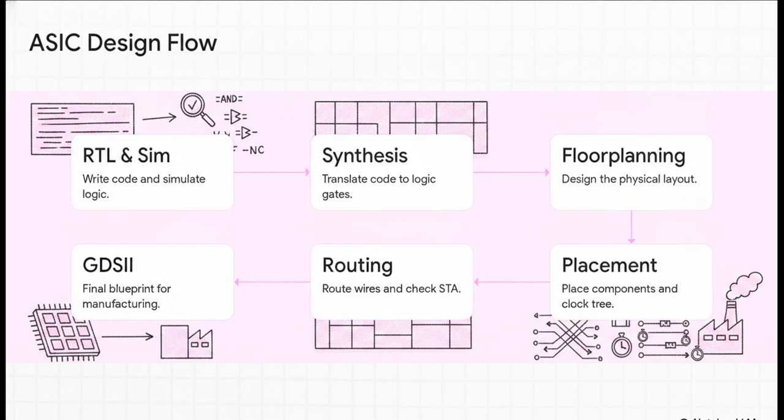It kicks off with simulating your RTL code. Then comes synthesis, which translates your code into actual logic gates. From there, you jump into physical design, floor planning the layout, placing the components, building the clock tree synthesis, and routing all those tiny little wires. After a final static timing analysis, the flow outputs a GDS2 file. That is the final blueprint that gets sent off to manufacture the chip.